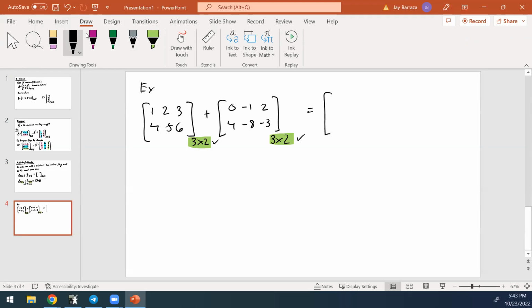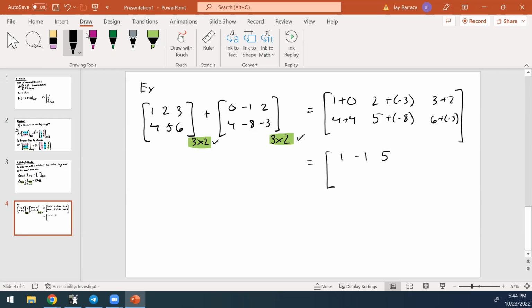Then when I add them together, I just add them component wise. So 1 plus 0, 2 plus -3, 3 plus 2, 4 plus 4, 5 plus -8, and then 6 plus -3. And then if you add this correctly, you get 1, -1, 5, 8, -3, -3.